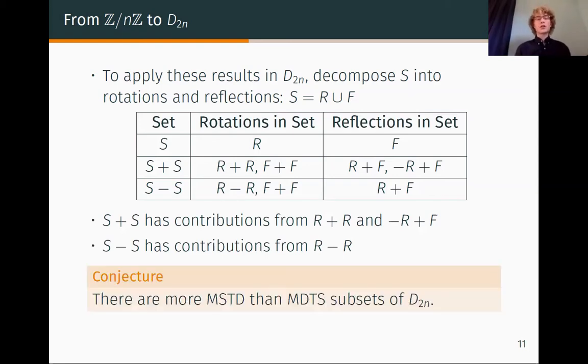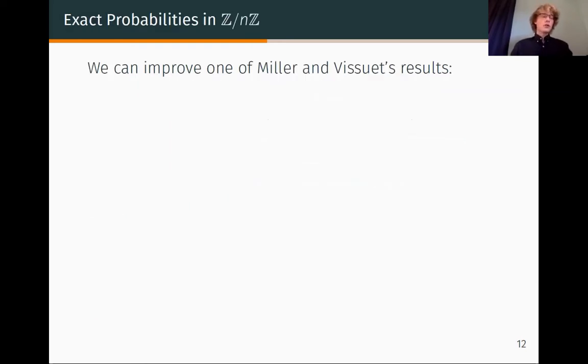This leads to the conjecture that there are more MSTD than MDTS subsets of D2N, because there's more contribution to the sum sets than to the difference sets. To try to prove this, we're going to examine the expected sizes, the expected contributions of R plus R, negative R plus F, and R minus R.